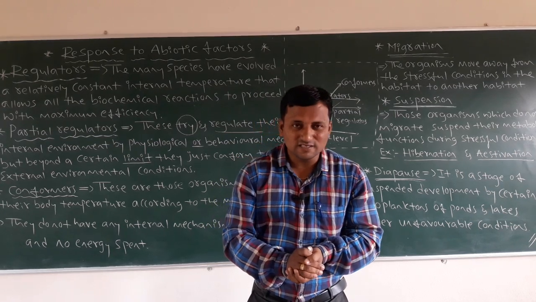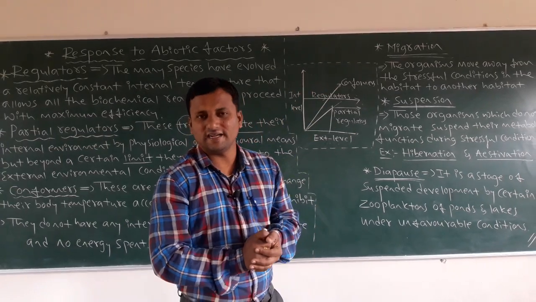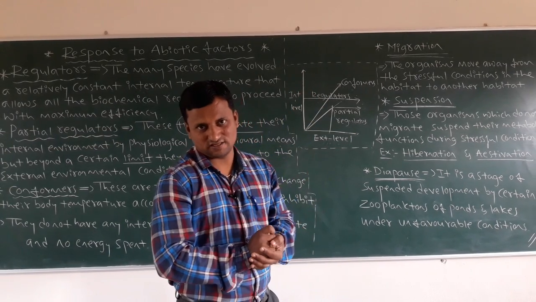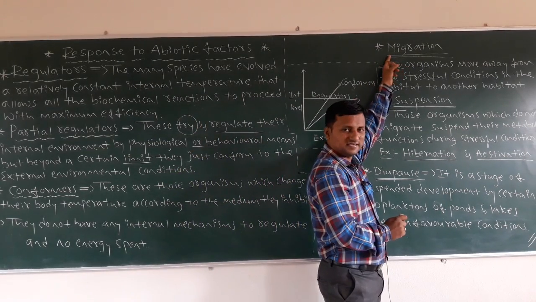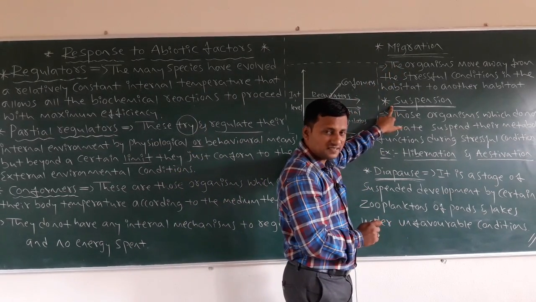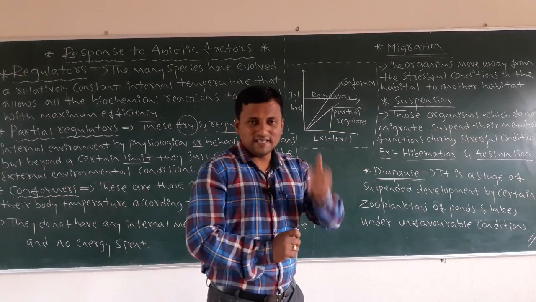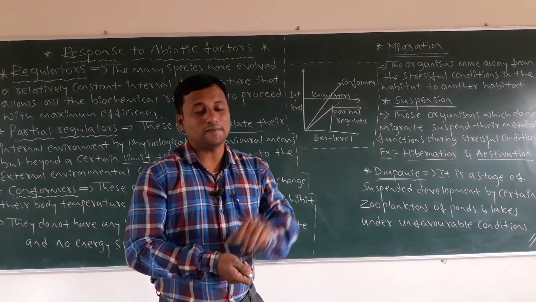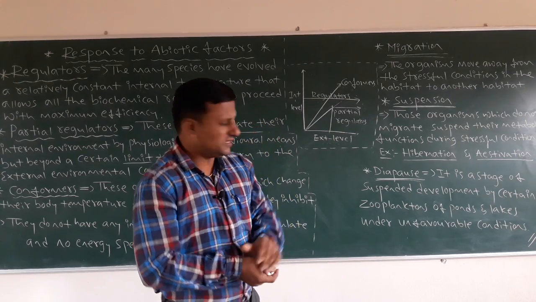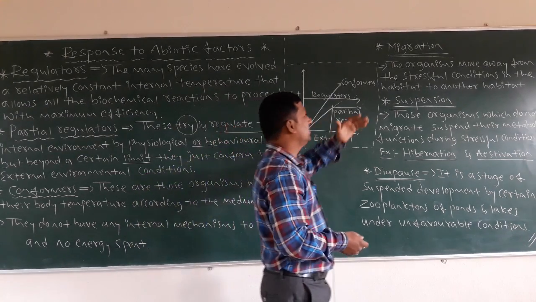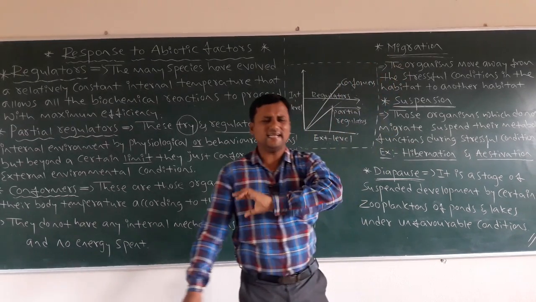Based on this stressful situation, different types of organisms give responses, and those responses are called: first, migration; second, suspension; and third, diapause. So these are the three responses to stressful situations. You already know this word. What is this? Migration. Migratory.